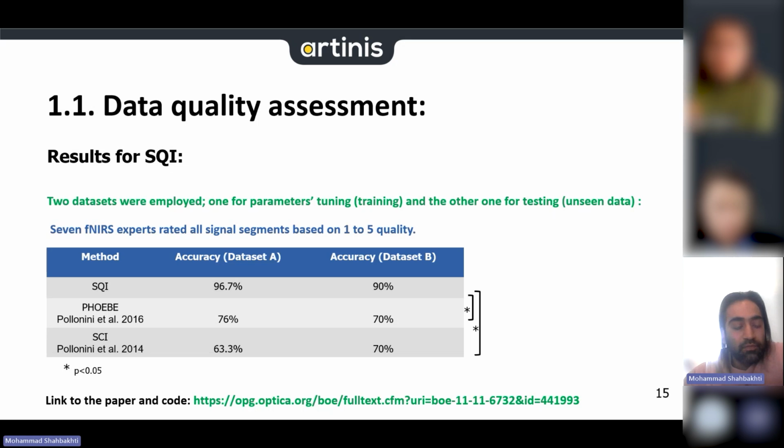Based on that, we also compared the performance of our algorithm with 2 more, FOBI and SCI. As you can see in the table, we performed way better compared to them. However, it should also be noted that those algorithms, FOBI and SCI, are binary: either good data or bad data. What we did with the SQI was to give a range to our customers, because in some cases even medium quality data should be usable.